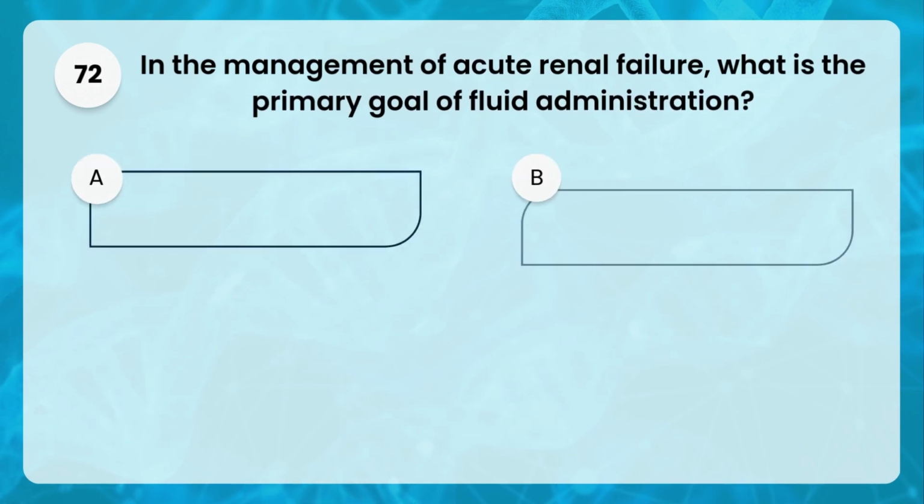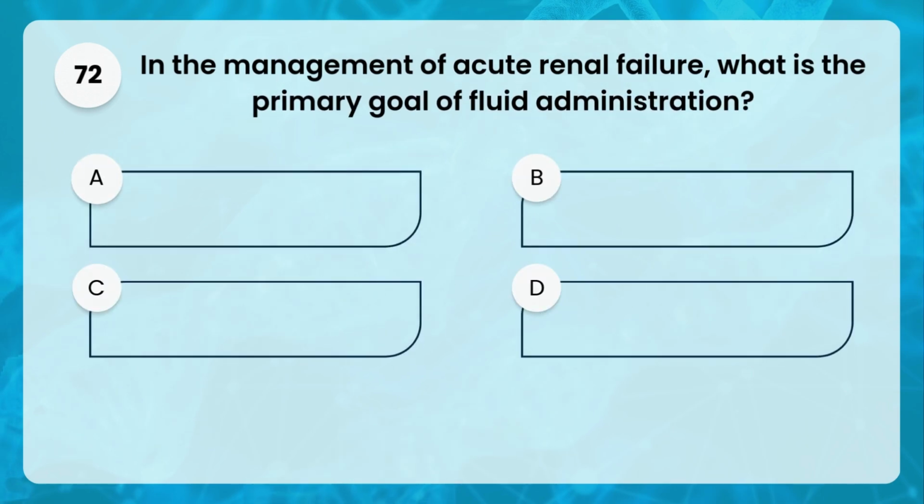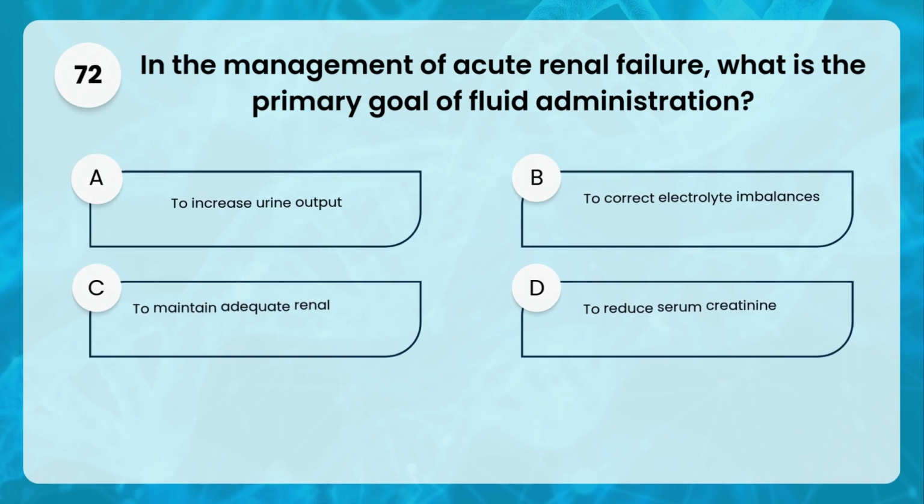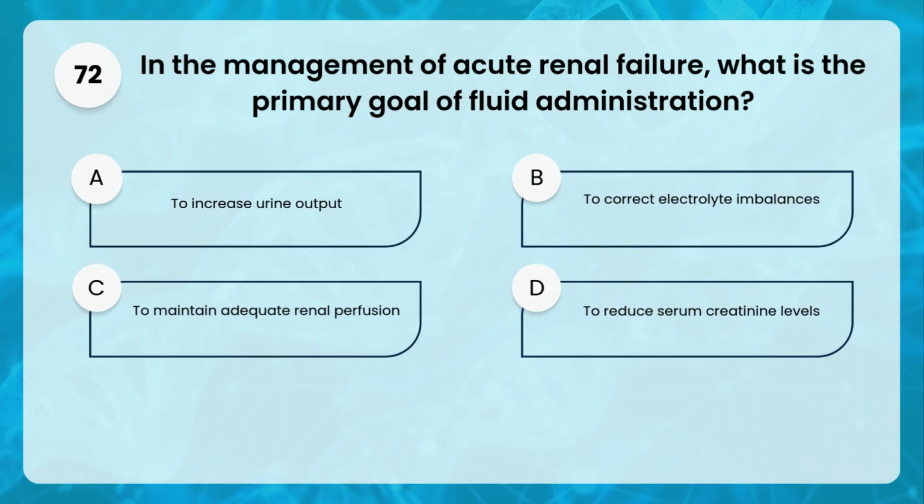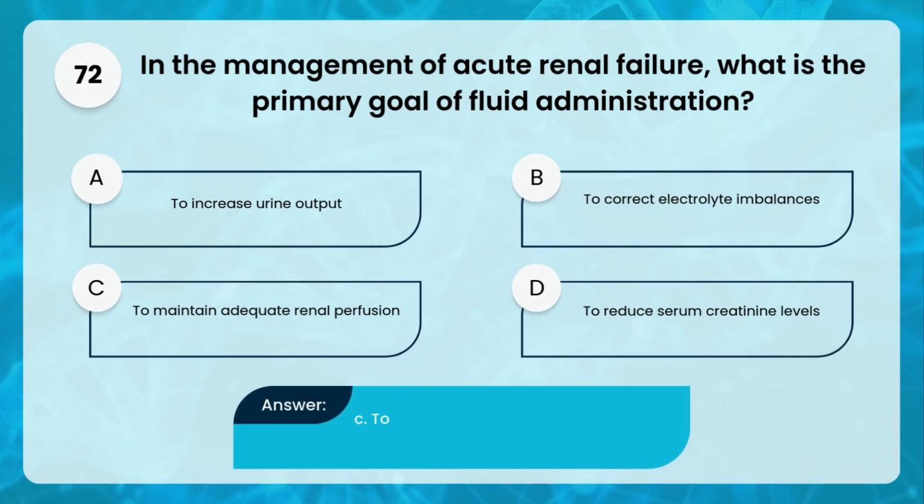72. In the management of acute renal failure, what is the primary goal of fluid administration? A. To increase urine output. B. To correct electrolyte imbalances. C. To maintain adequate renal perfusion. D. To reduce serum creatinine levels. The answer is C. To maintain adequate renal perfusion.